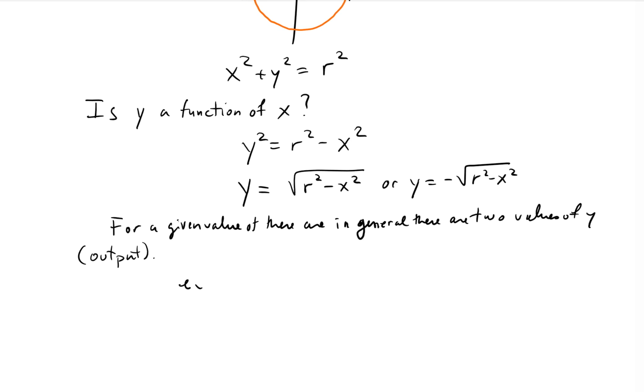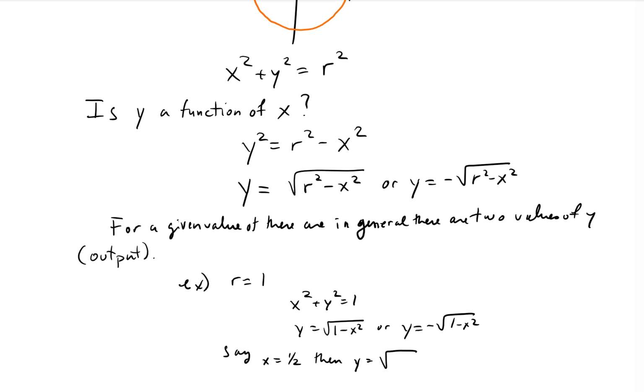So for example, let's look at a specific case where r is, I don't know, r is 1. So the equation of the circle is x squared plus y squared equals 1. So y is going to be, in this case, either the square root of 1 minus x squared, or minus the square root of 1 minus x squared. Say x is equal to 1/2. Then y could be the square root of 1 minus 1/2 squared, which is root 3 over 2, or y could be the opposite of that. So I have two possible values for y.